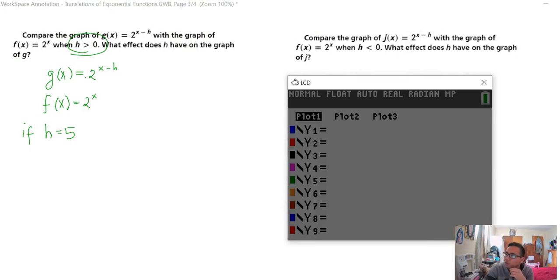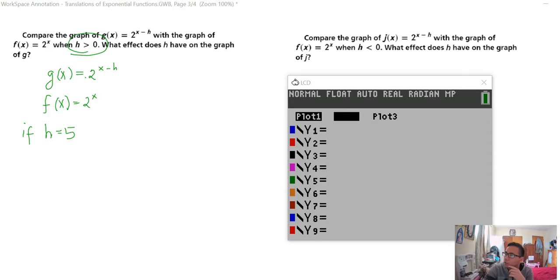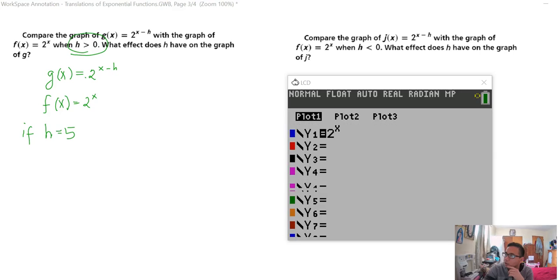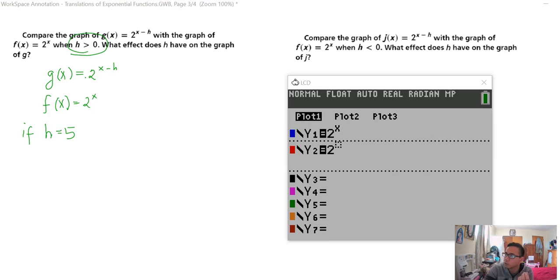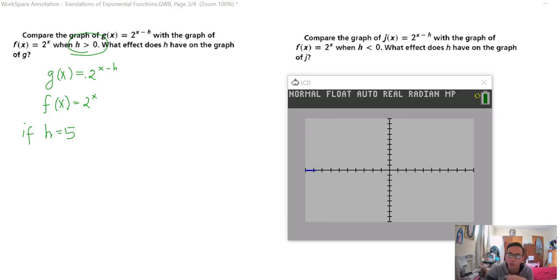I'll just grab my calculator here, and first I'm going to plot this one. Y is my original function, 2 raised to x. Then I'll go down with 2 raised to x minus our h, which is minus 5. So let's graph that and take a look at what happened. The blue one is the original function, which is your f of x is equal to 2 raised to x. And let's see what happened for the g of x.